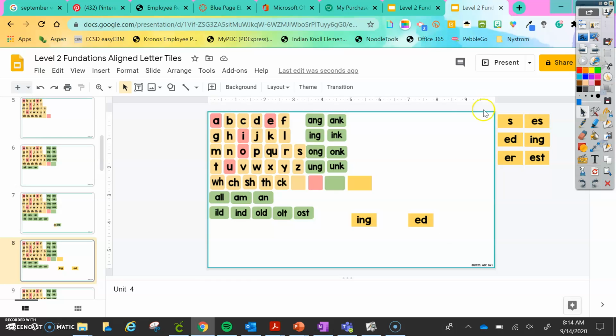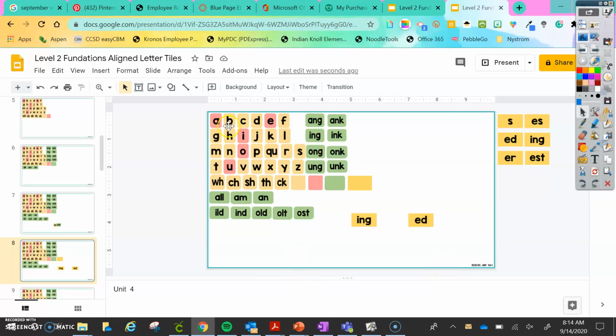Well, if we're not sure, we can look over here at our letters. We know that our red letters are our vowels. So ing starts with I. Ooh, I is a vowel, so that lets me know that's a vowel suffix. All right, and ed starts with E. And E is a red letter, so that lets me know that that's a vowel as well. So we have two vowel suffixes here.